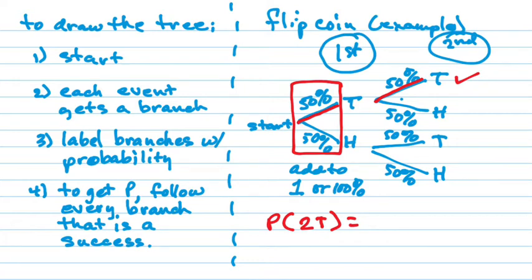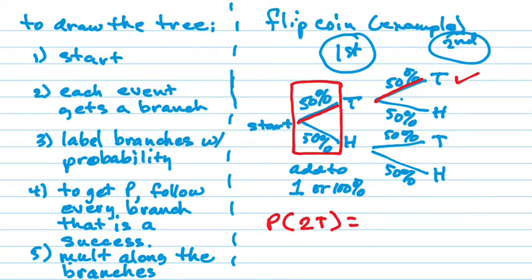So now we need to find out what to do with the numbers, and that's very easy. To get the probability, you simply multiply along the branch or branches. Now again, you're only considering the ones that are successes. Multiply along the branches. It says branches under there. Well, it's not showing you the whole thing, but there it is. Multiply along the branches, okay?